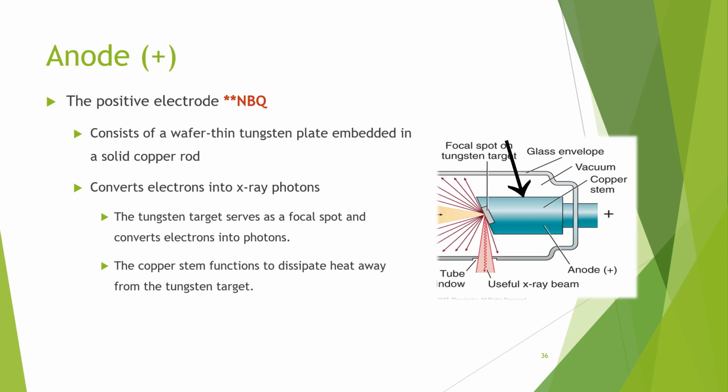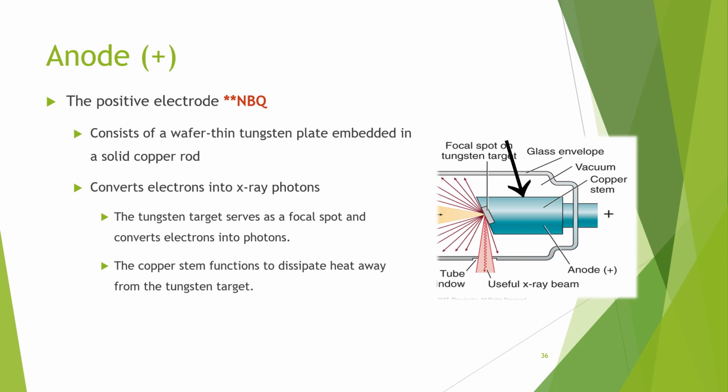The whole purpose of that copper stem is to absorb some of that heat energy, and the oil around it is also going to absorb a lot of the heat. Most of the X-rays that are created at that collision point, when those electrons strike that tungsten target, 99% of those X-rays are actually just absorbed by the copper stem, and then they are dissipated as heat.